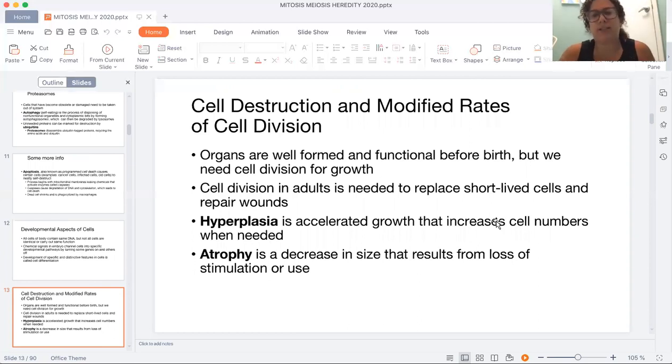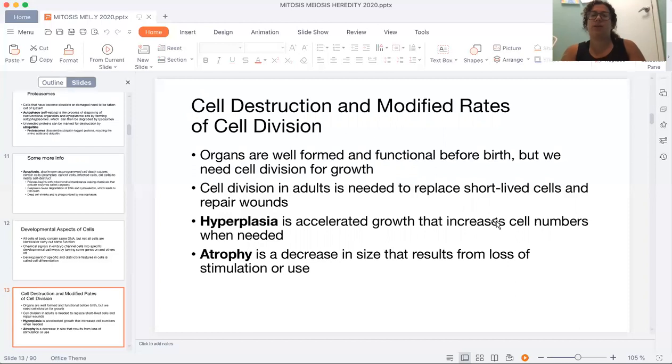There are a couple of ways that cell division can go awry, and I will get into the phases of mitosis in a moment. I want to make sure I touch base on some of these. Cell destruction can occur, but organs, as we know, are well formed and function before birth, and we need cell division to grow because we don't come out full blown human size. I would pray that no person ever had that happen, unless it's the curious case of Benjamin Button or something.